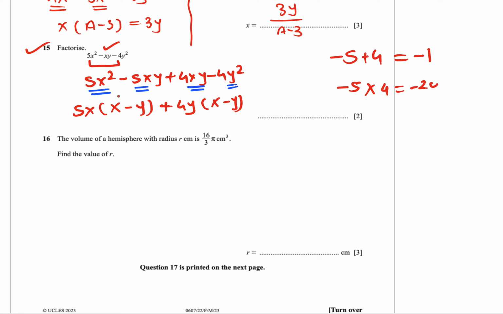Now because x minus y is still common in both of these parts, x minus y will come here and 5x plus 4y will come here. So the final answer will be x minus y into 5x plus 4y. So that's the final answer for this.